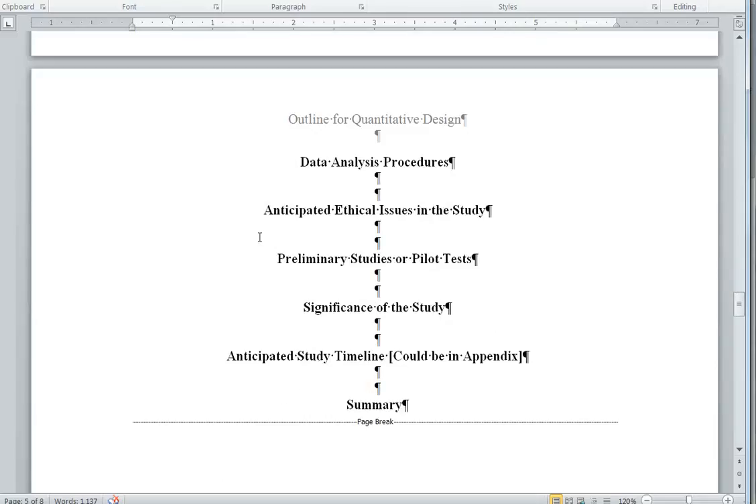Unless you constructed it on another instrument and just modified it from an instrument that does have an established reliability. Okay, then we're going to talk very lightly about our data analysis procedures. We might talk about how we're going to analyze with measures of central tendency, for example, which is usual in a survey study.